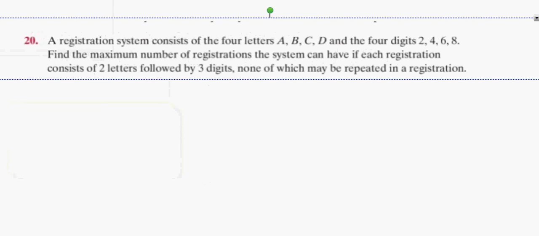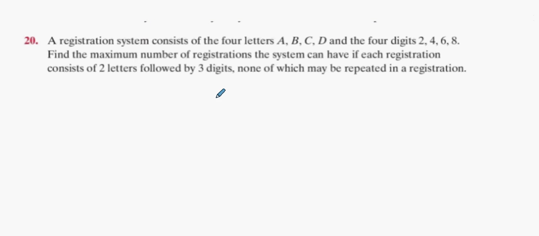Alright guys. A registration system contains four letters A, B, C, D and four digits 2, 4, 6, 8. Find the maximum number of registrations the system can have if each registration consists of two letters followed by three digits. None of them are allowed to be repeated.